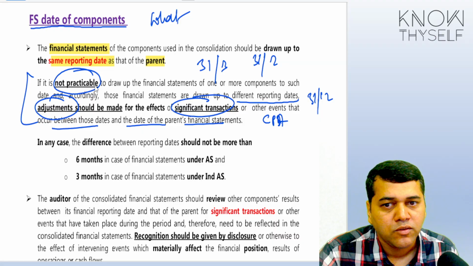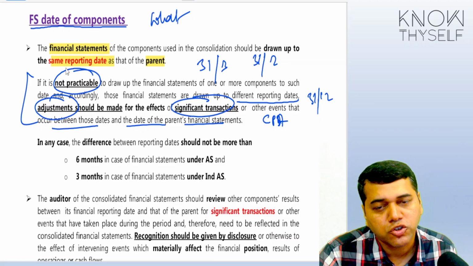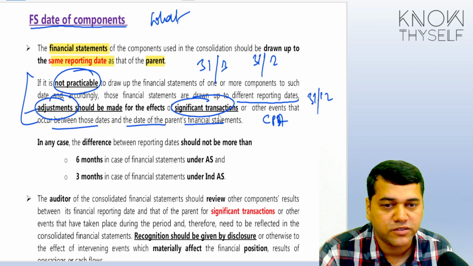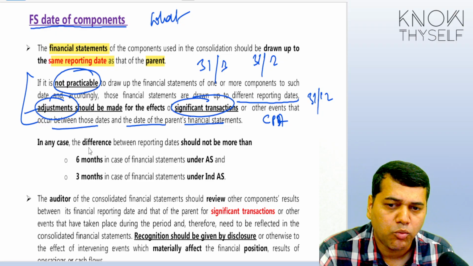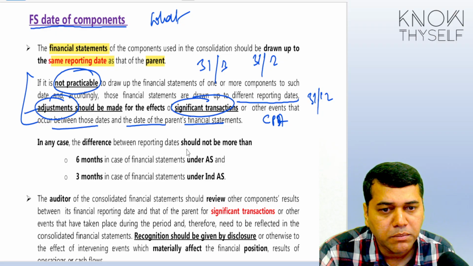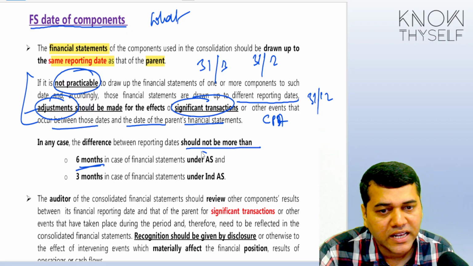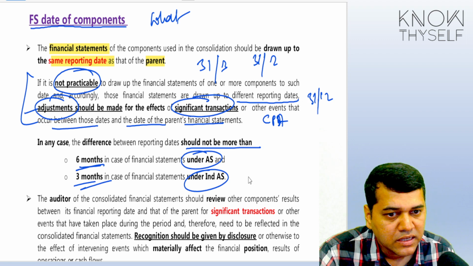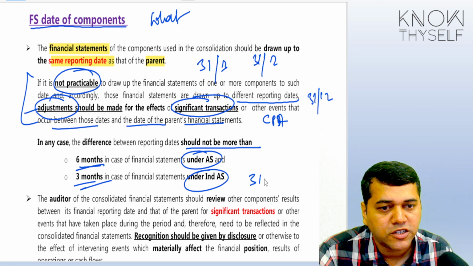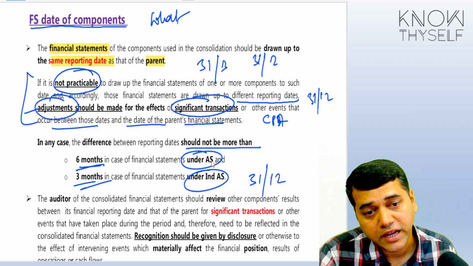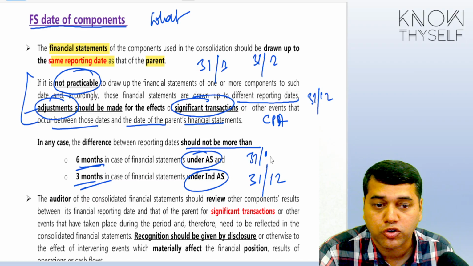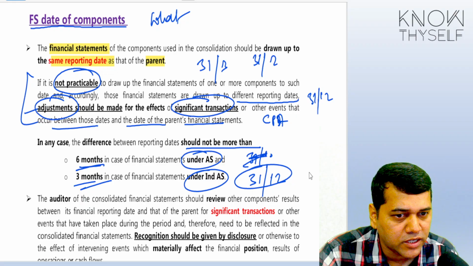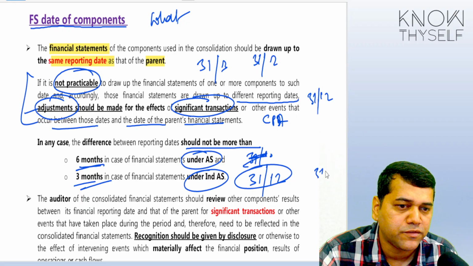They said that your Companies Act says it should be drawn at the same date. However, if it is impracticable, then the adjustment should be made for significant transactions. However, whatever the difference, it should not be more than 6 months under accounting standard, and 3 months under Ind AS. That means if you are following Ind AS, at most your financial statement date should be 31st December. But under accounting standard, their closing can be 31st October also. Anyhow, practically across the world, it is either 31st December or 31st March.